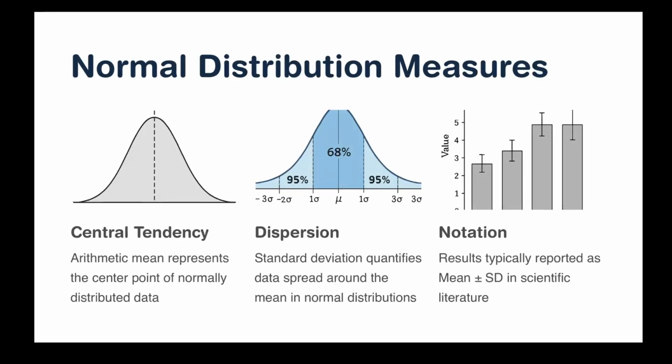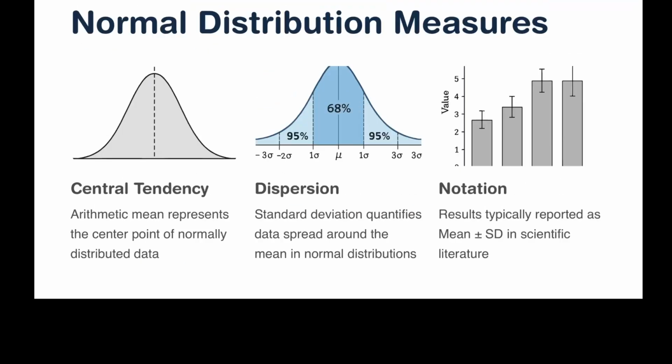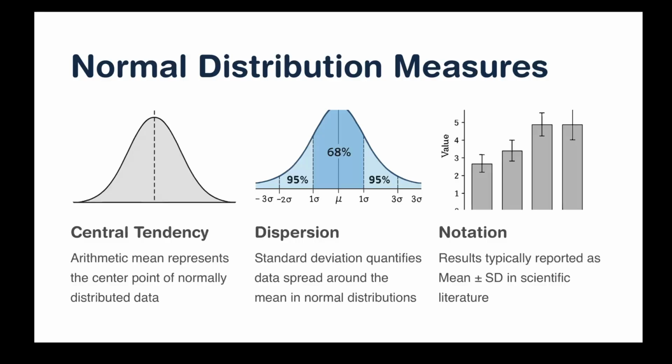So these are the distribution measures. Central tendency: the arithmetic mean represents the center point. Dispersion: the standard deviation quantifies data spread. Notation: results are typically reported as mean plus or minus standard deviation in scientific literature. There can be skewed distribution measures as well. For central tendency, usually the median is preferred; the mean is used for normal distribution. Standard deviation is quantified for normal distribution, and is notated as mean plus or minus standard deviation, if it is normal.